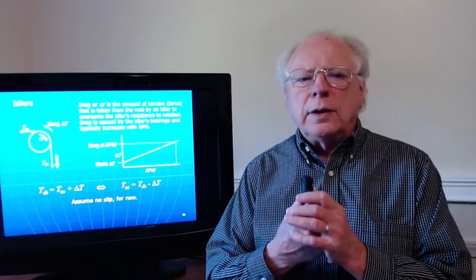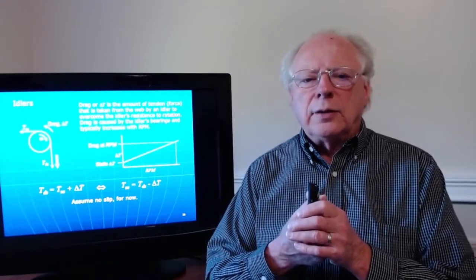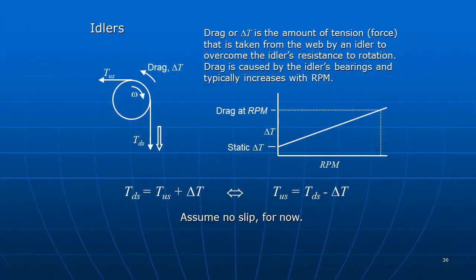So if we look at this then, and we use this in a calculation, drag is a force, and so we can subtract it or add it to web tension as necessary. And so downstream tension is equal to the upstream tension plus the idler drag, the delta T, or upstream is equal to downstream minus the delta T. We're assuming no slip for now. We'll talk about slip later.